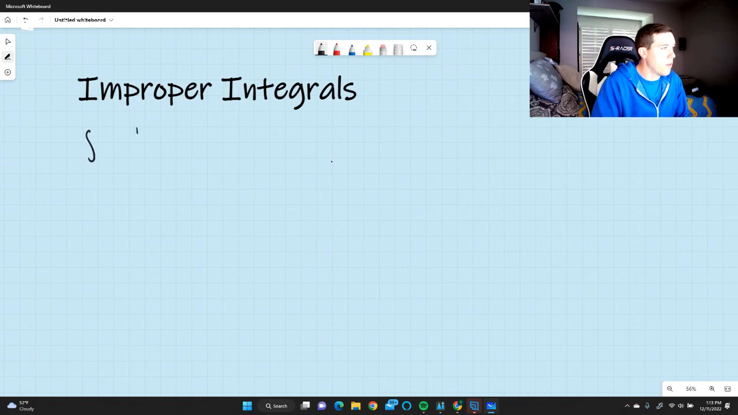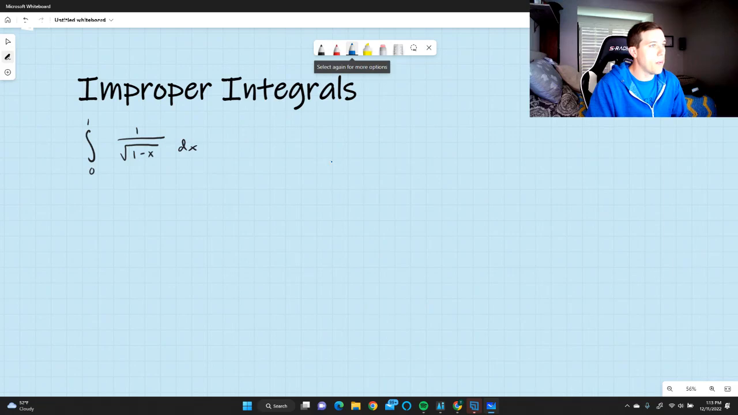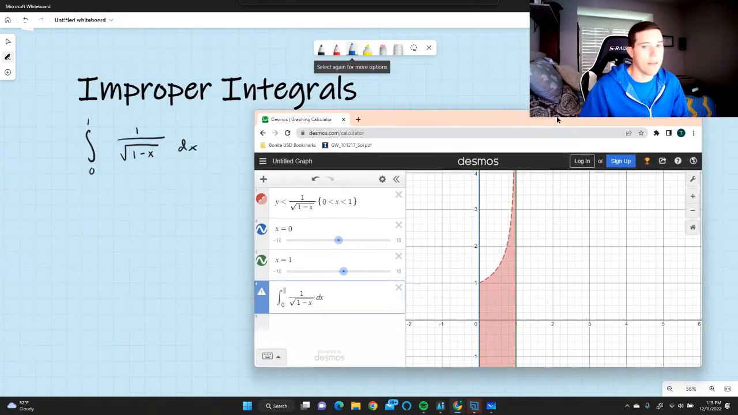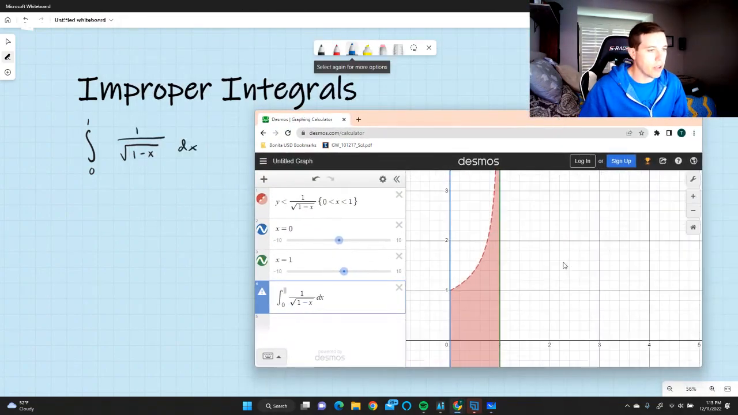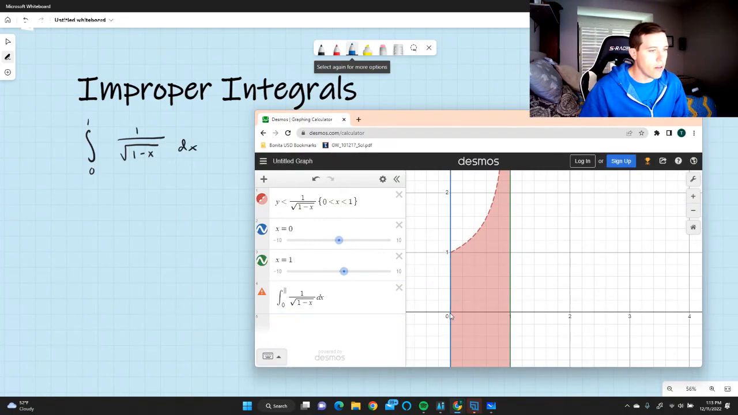If I asked you to evaluate the integral of 1 over the square root of 1 minus x from, ready, 0 to 1. This is improper. Why is it improper? Well, remember, the integral symbol means area under the curve of this function from this bound to this bound. So if we look at the actual graph of this and see what we're calculating, we are calculating the area from 0 to 1 under this curve.